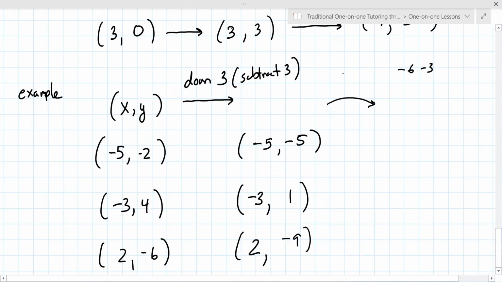Let's say you're going right 7. Does that affect the X or the Y value? When you're going left or right, does that affect the X or the Y value? The X value. That's right. We're going to add 7 to the X value. We're not going to do anything to the Y. No change in the Y.